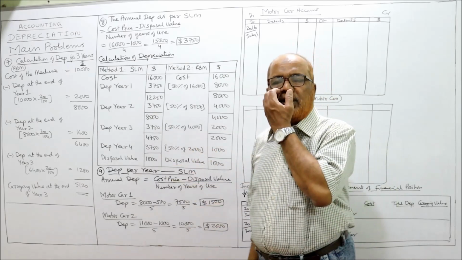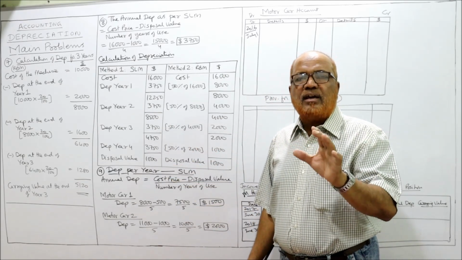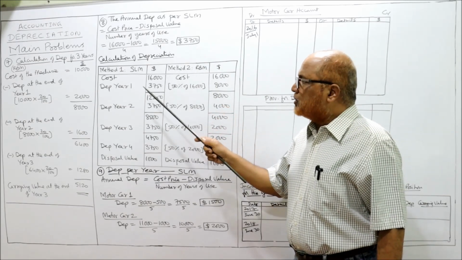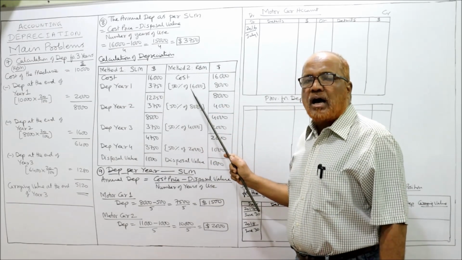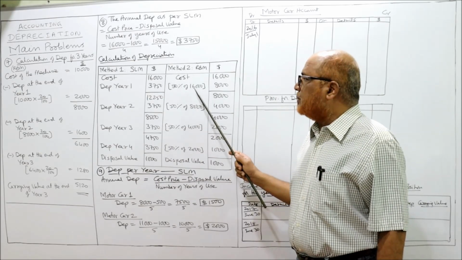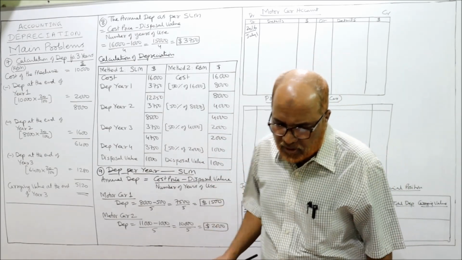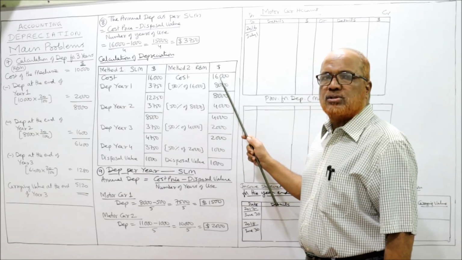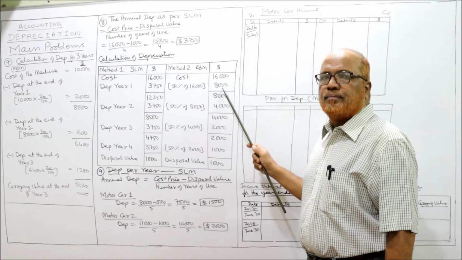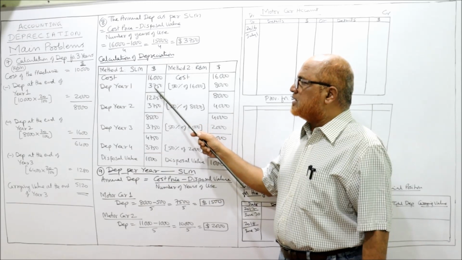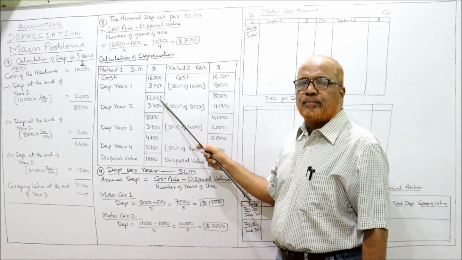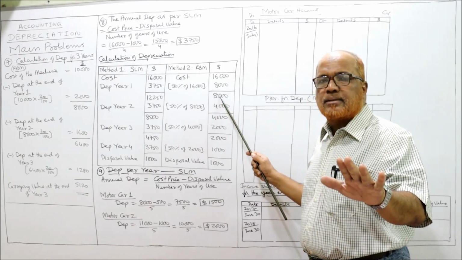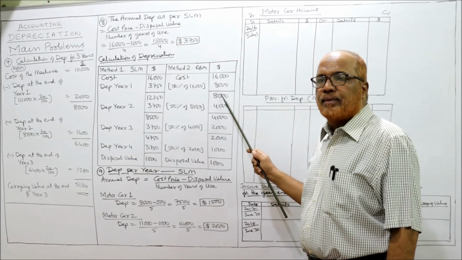Now depreciation for year 1. Every year depreciation remain constant 3,750 in SLM. So 3,750 SLM. In RBM, depreciation 50%. So 50% of 16,000 comes to 8,000. Now deduct 16,000 minus 3,750, 12,250. Here 16 minus 8, 8,000. 1 year completed.